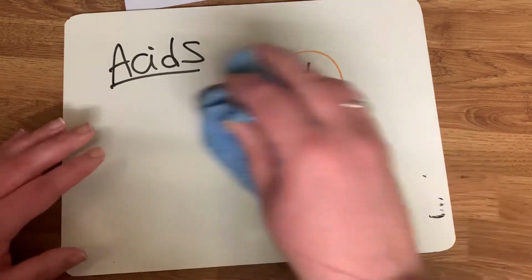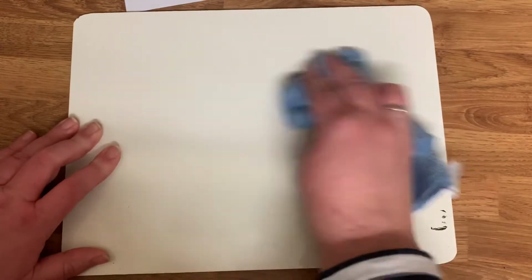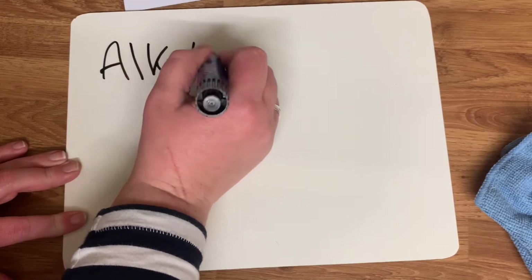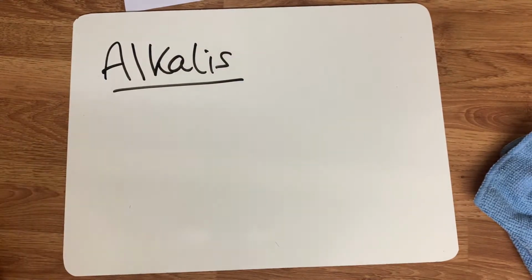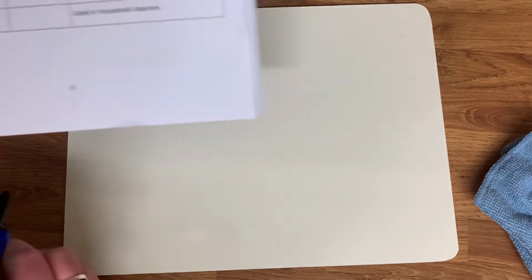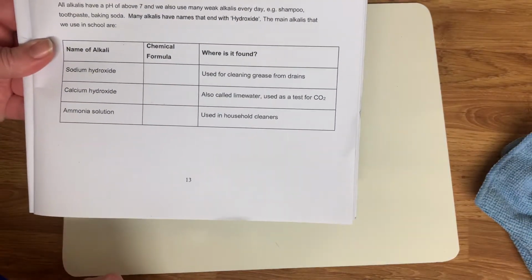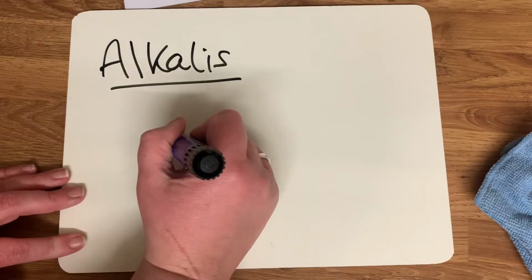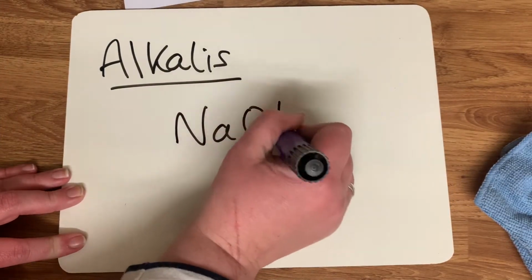Now one of the things, just before we move on to neutralization reactions, we need to finish page 13. So one of the other things that you looked at in year 8, whenever you were doing about acids, is alkalis. So hopefully you've heard of alkalis before. And there's 3 alkalis on your page at the bottom of page 13 that we're just going to fill in the formula of. So the formula for sodium hydroxide is NaOH.